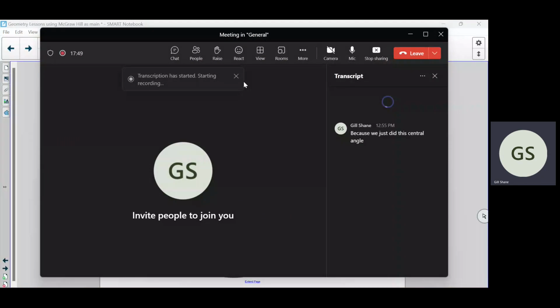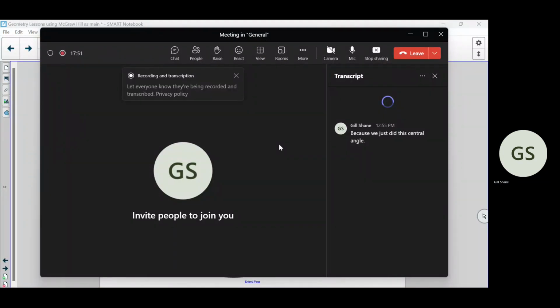We just did this. Central angle. Yeah, you better look it up. If you want phones ever, you better start having pages in front of you and looking answers up if you can't remember.